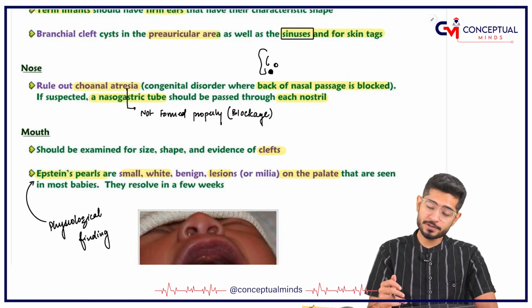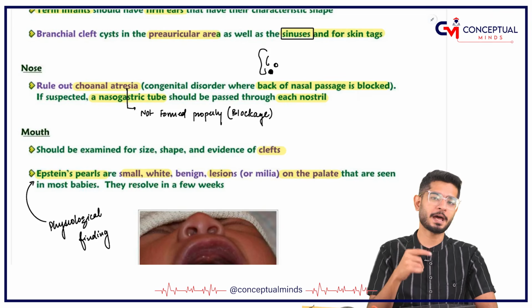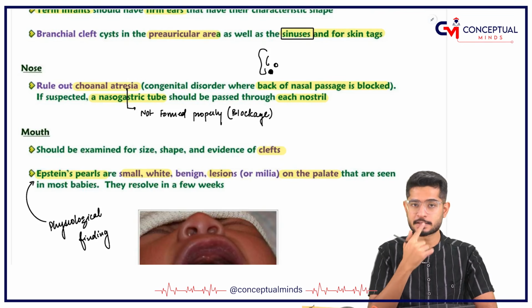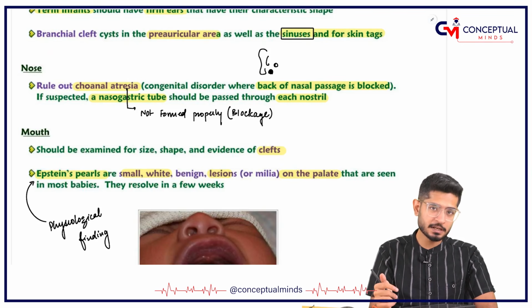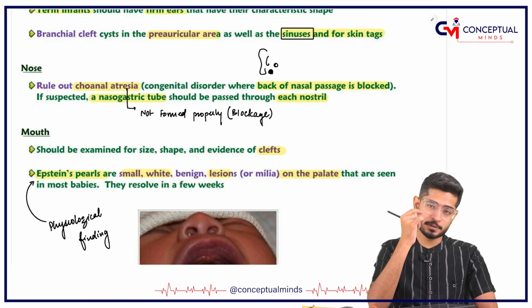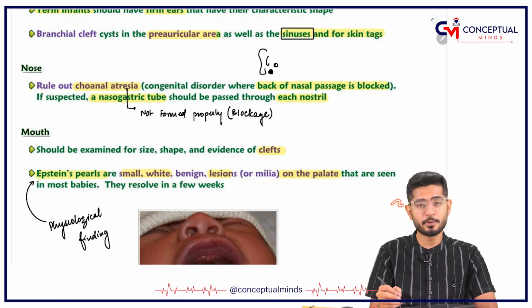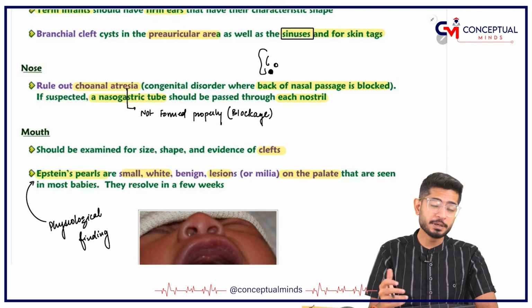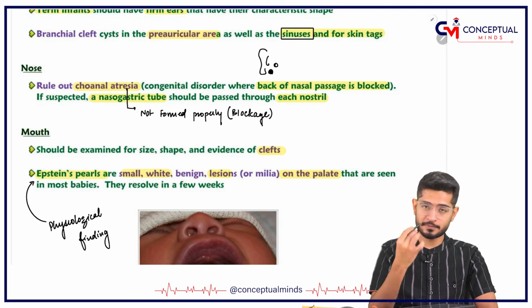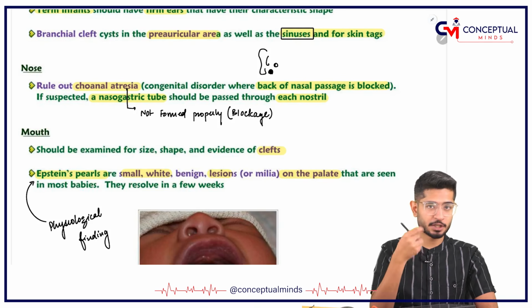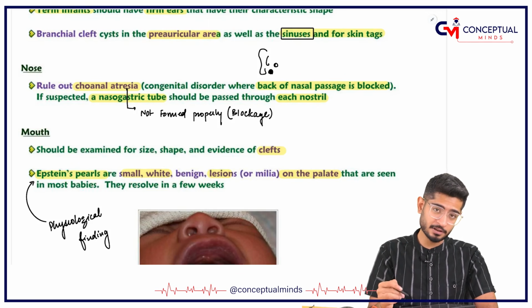Okay. Coming on to the nose. These are the anterior nares, and posteriorly you have the posterior nares. What is going to happen? Sometimes the posterior nares is going to show atresia, a blockage. It is not formed properly. If there is a blockage, the child will not be able to breathe in properly. That's why you have to check if there is any blockage. How? By passing the nasogastric tube. If the nasogastric tube passes easily, that means there is no blockage. If it is obstructed, then that means there is a blockage.